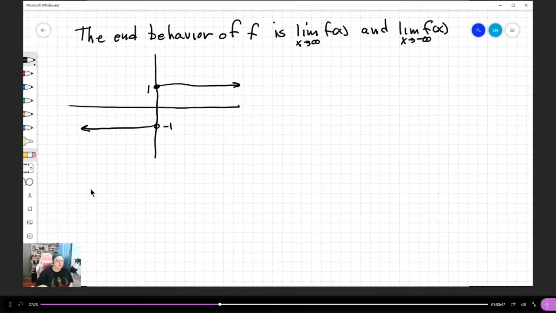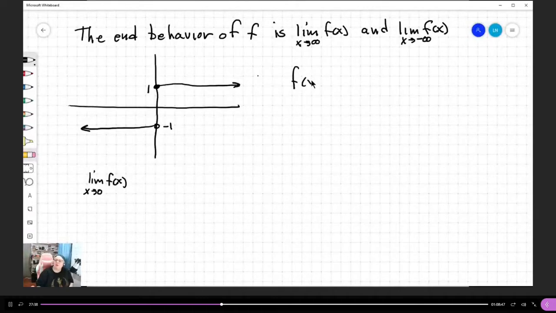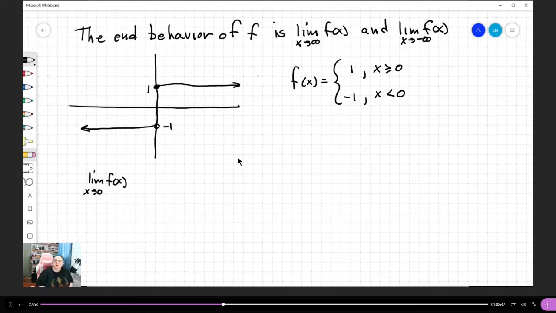And I asked, what is the limit as x approaches 0 of this function? And I think we defined it as f of x equals 1 if x is greater than or equal to 0, and -1 if x is less than 0. All right. And we determined that this limit doesn't exist.